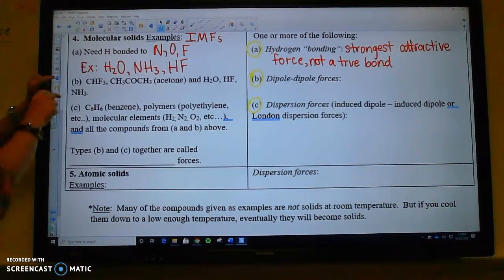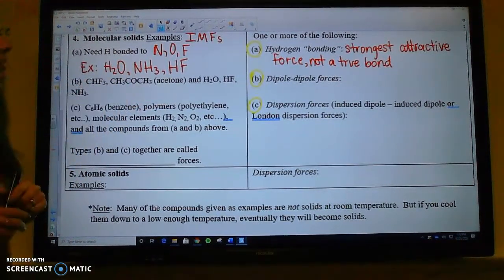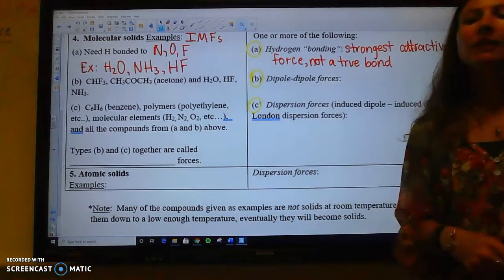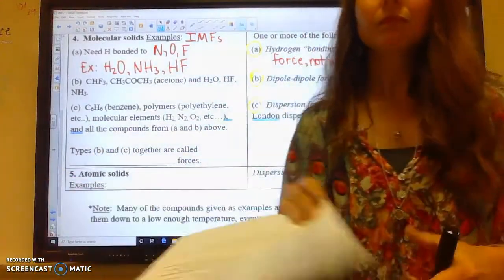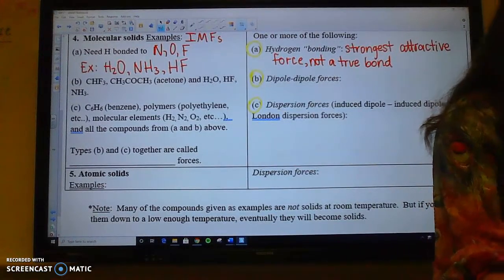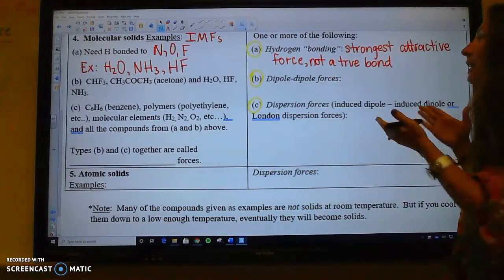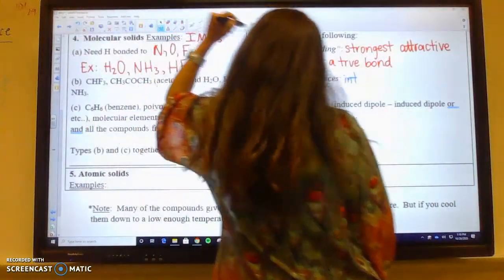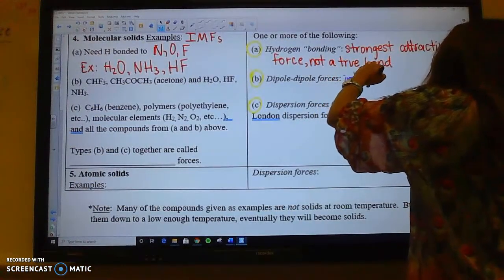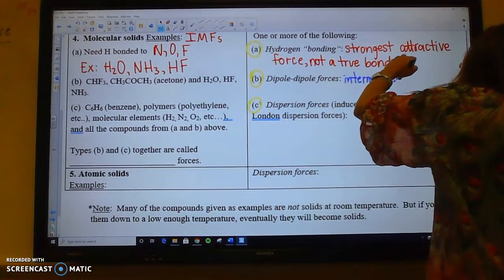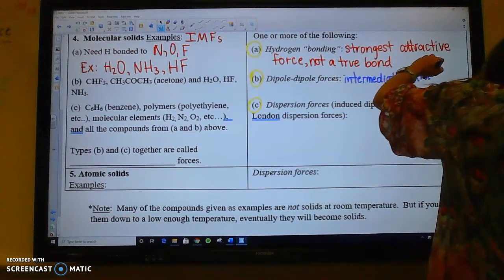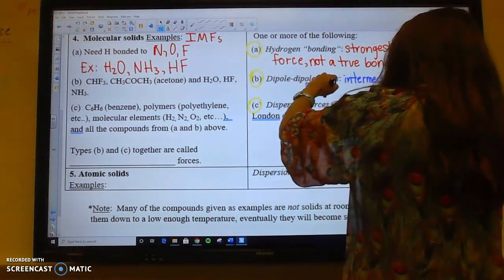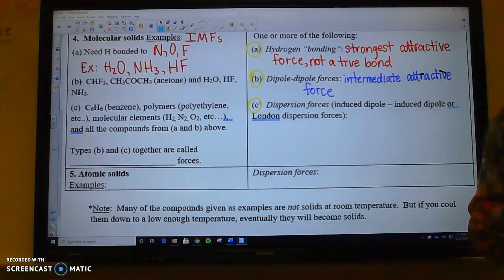The next set of examples, these are all given, but we need to talk about dipole-dipole forces. So I'm going to switch to a different color, and that way they don't run together. And let's talk about that. For this next type, I need you guys just to know, instead of it being the strongest, it's in the middle. So it is our intermediate attractive force, meaning it's not quite as strong as hydrogen bonding. It's kind of right there in the middle.